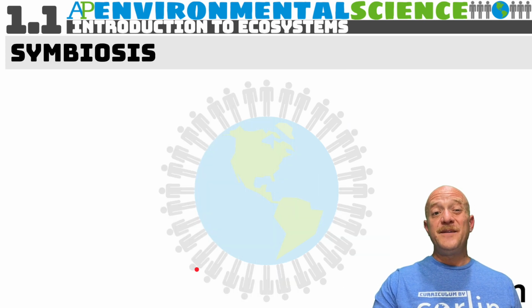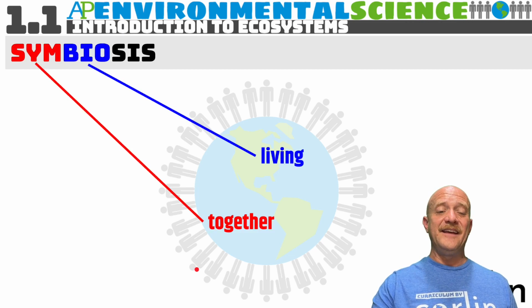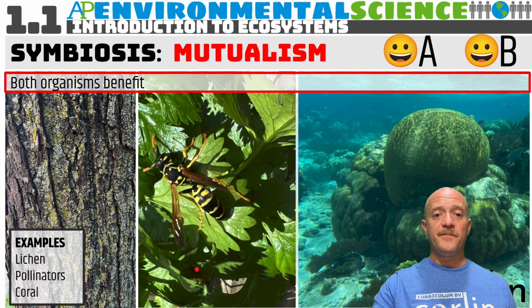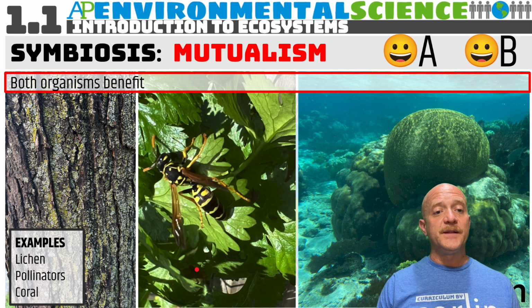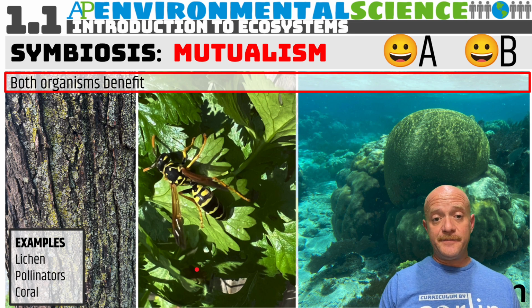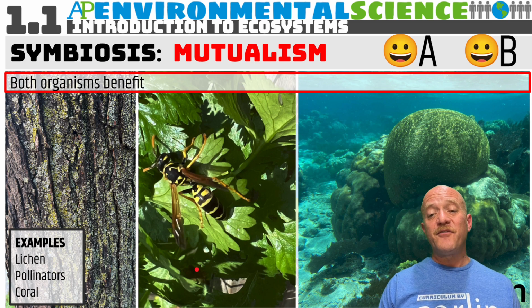So now we're going to talk about symbiosis. And the word symbiosis just means together and living. So it's two organisms that have a close living relationship. One example is mutualism, and that is where both organisms benefit. Examples of mutualism are lichen, pollinators and flowers, and we also have coral.